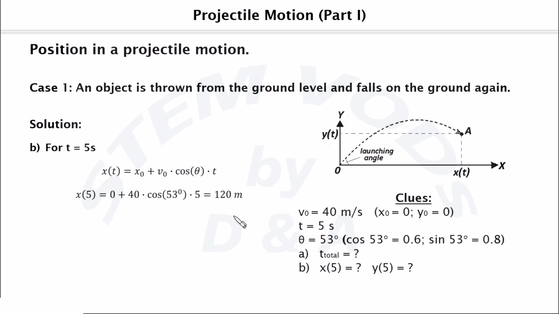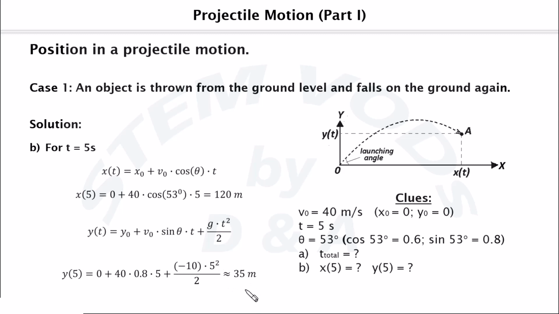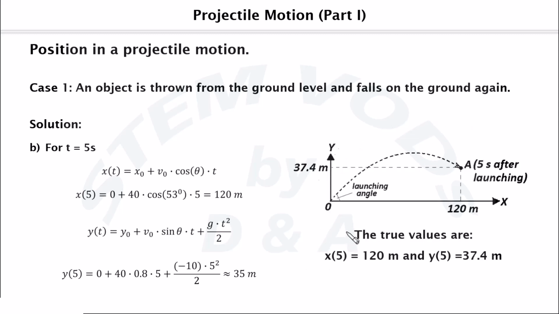To find the y-coordinate of the projectile after 5 seconds of motion, we use the equation of motion for the y direction. Substituting the known values obtained from the clues, yields y(5) equals 0 plus 40 times 0.8 times 5 plus minus 10 times 5 squared divided by 2. This gives y(5) equal to 35 meters if we take gravity as minus 10, and 37.4 meters if gravity is taken as minus 9.81. Therefore, the coordinates of point A where the object is after 5 seconds of motion are 120 meters to the right of the starting point and 35 meters above it. Look at the figure for a better comprehension.